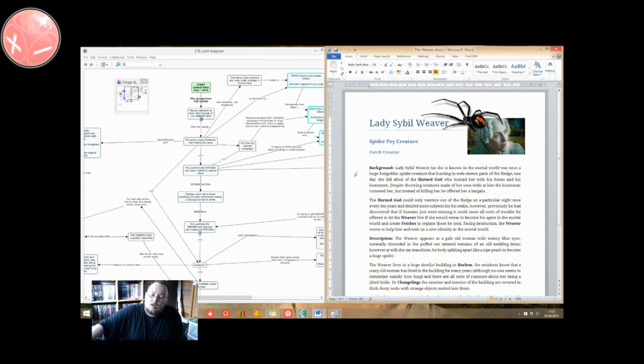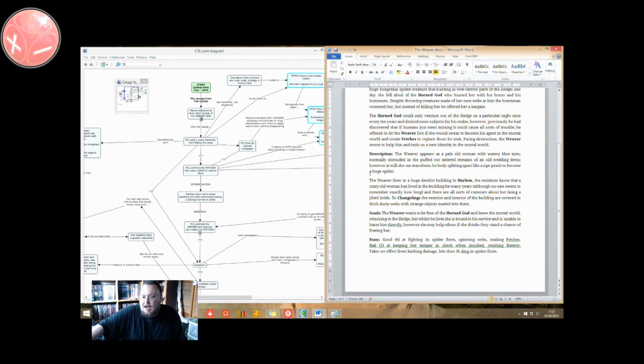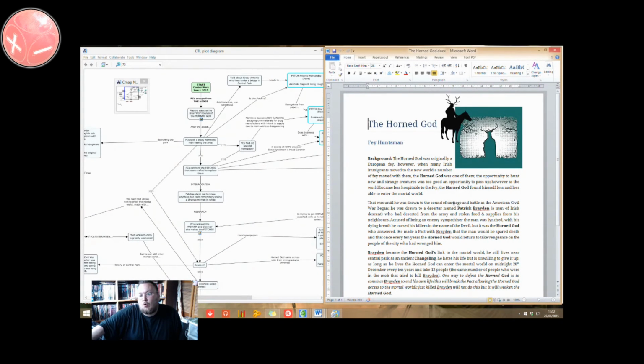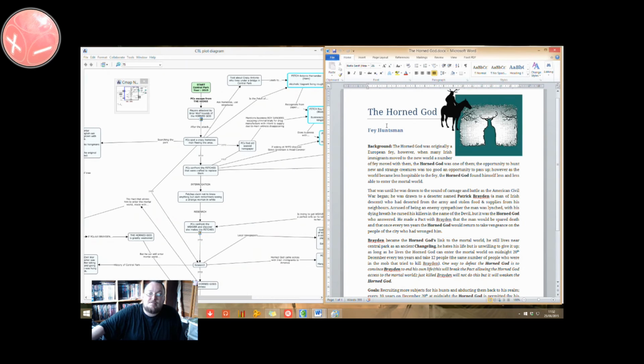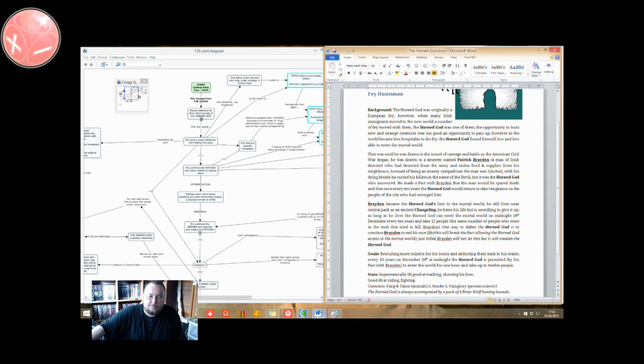Okay, now I've spent the last hour or so creating some NPC notes. You can see I've got the Weaver here, who is a spider fey creature who creates the various fetches. And I've got a bit of background here, a description, what her goals are, and some brief stats. I've obviously defined the Horned God since he's the main antagonist, the Fey Huntsman. Again, background, goals, and stats.